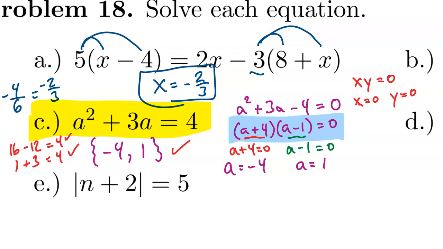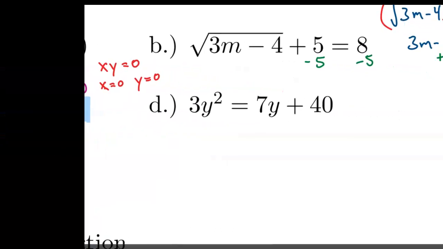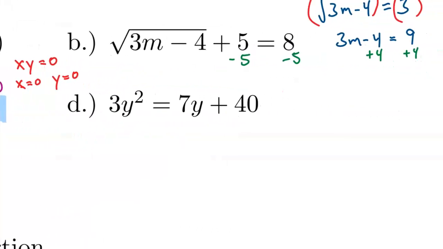So both of these solutions work. Part D is also a quadratic equation, but it's a bit more complicated. So let's work through the process and see what we can come up with. If I put it into standard form, I get 3y squared minus 7y minus 40 equals 0.